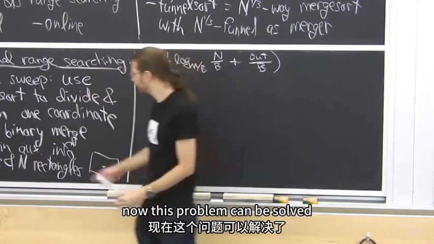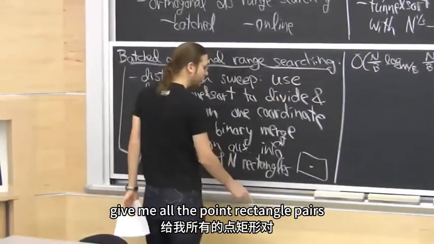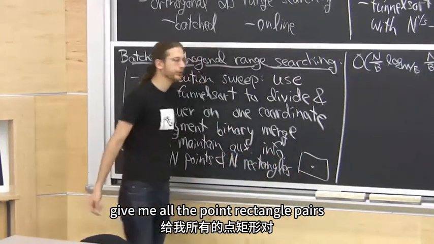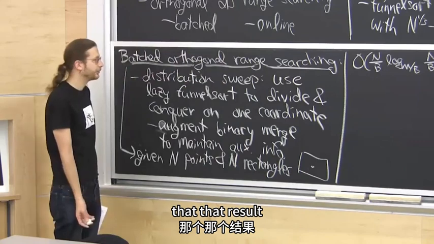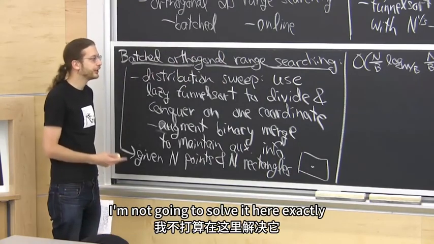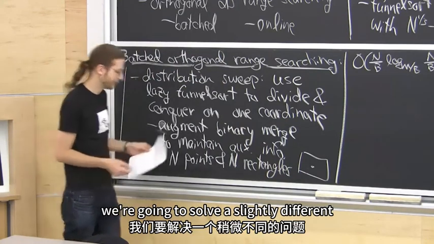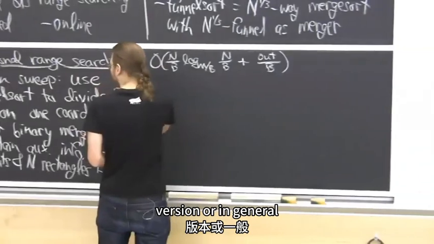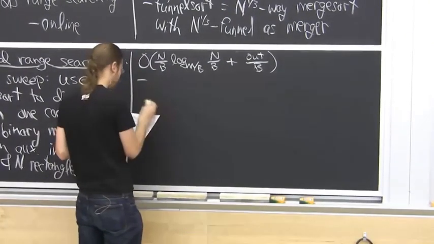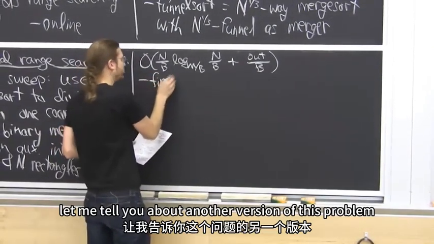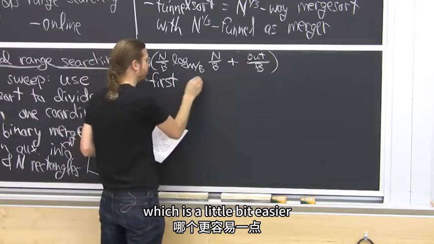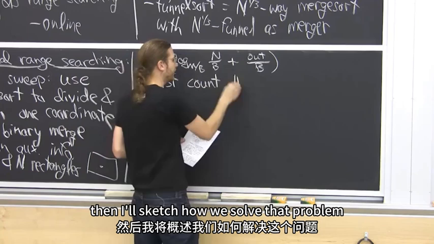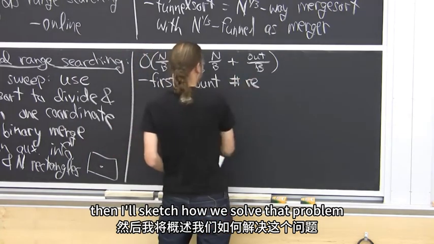Now, this problem can be solved: give me all the point-rectangle pairs that result. I'm not going to solve it here exactly. We're going to solve a slightly different version. Let me tell you about another version of this problem, which is a little bit easier. Then I'll sketch how we solve that problem.